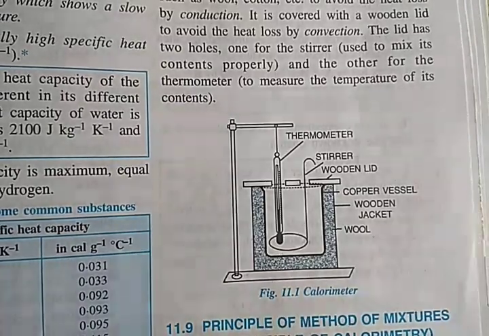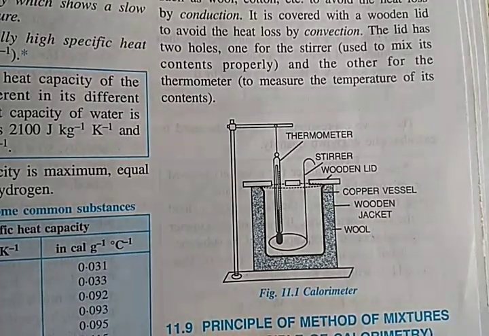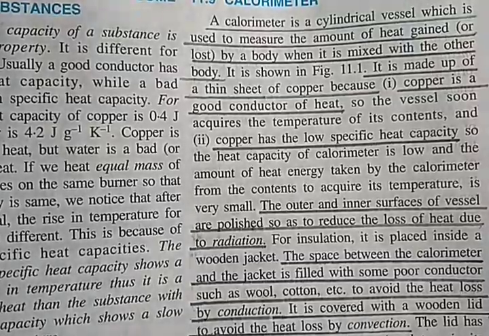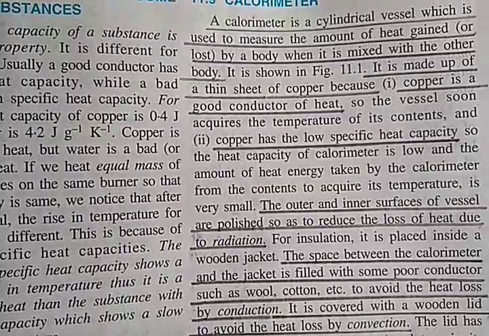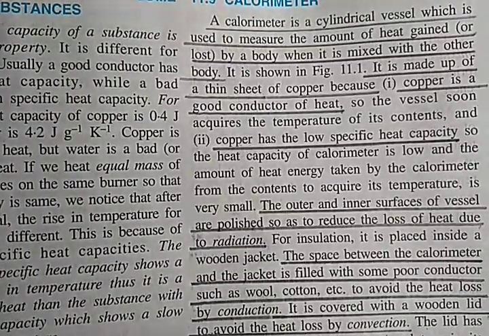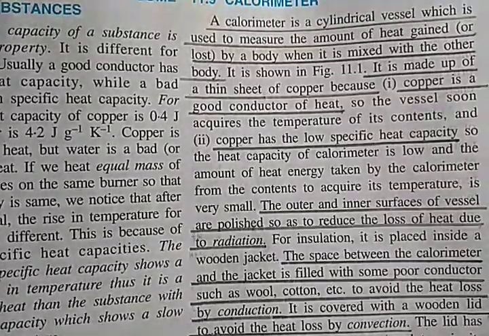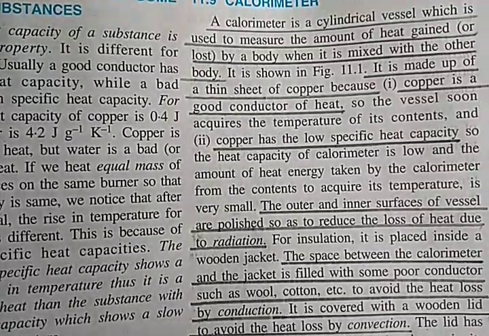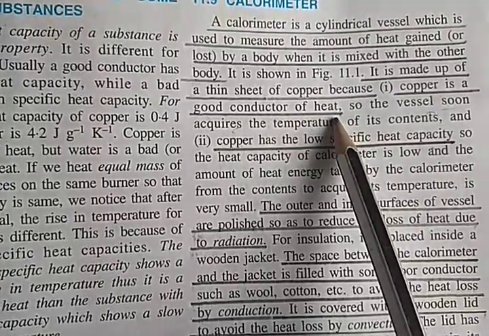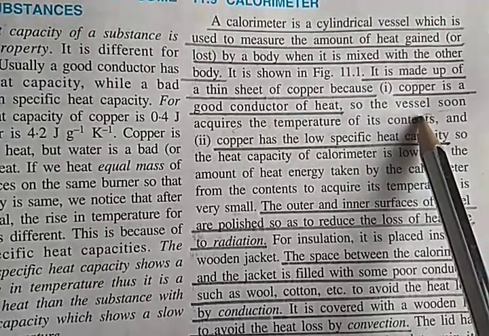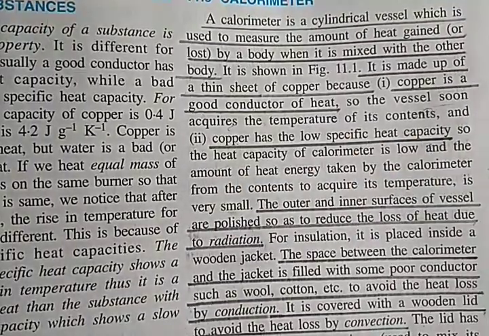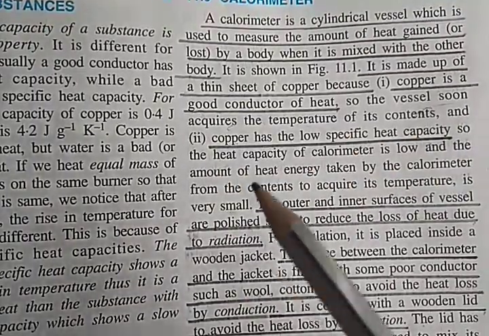So this is what a calorimeter basically is made up of. Now there is one famous question that you will be asked: why do we choose copper to make up a calorimeter? We use copper because copper is a good conductor of heat. So the copper vessel readily acquires the temperature of its contents. That is one of the reasons.